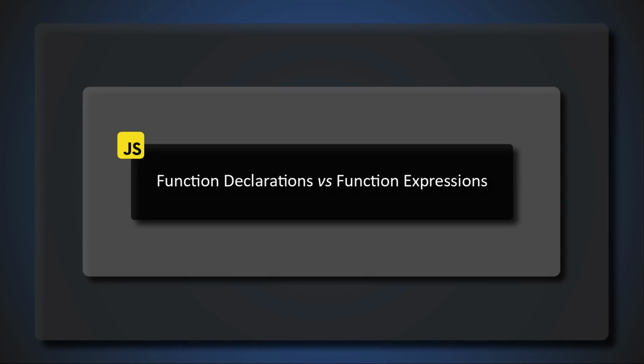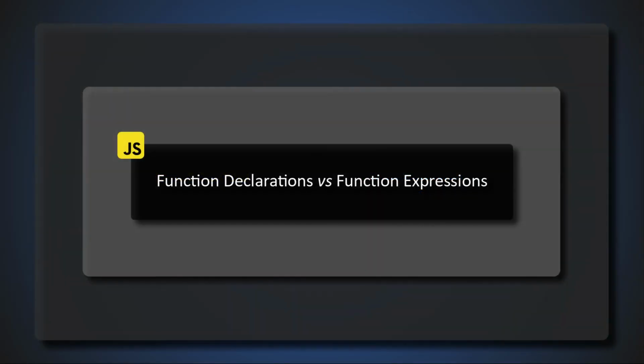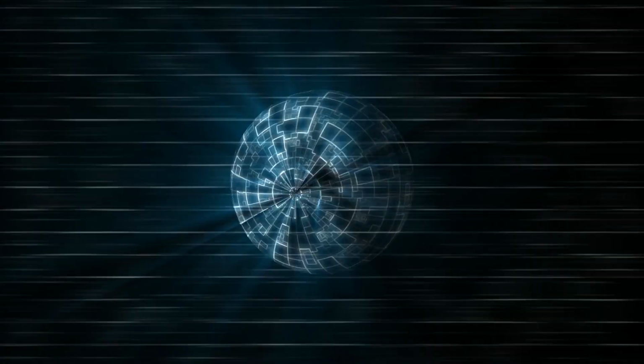In this lesson, we'll see the differences between function declarations and function expressions in JavaScript. First, we'll define what these terms are, and then we'll see some code inside the AST Explorer, which is a very useful tool in order to understand why these pieces of code are defined as they are. So, let's get started.